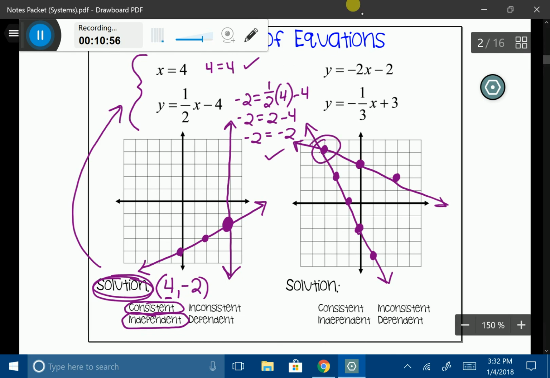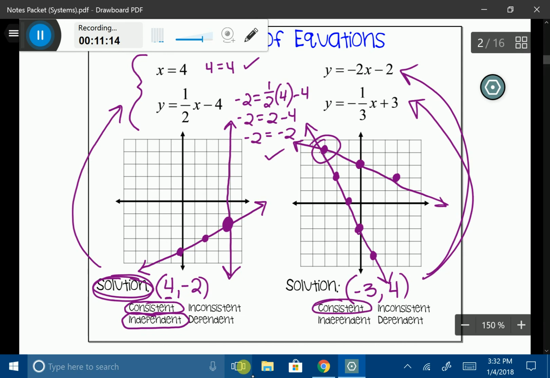So my solution looks like, what is that? -3, +4. And if you want to, you can check it back up in those two equations just to double check yourself. But you don't have to do that. It's just a good way to check yourself. And again, we have a consistent system, and this one just happens to be independent.